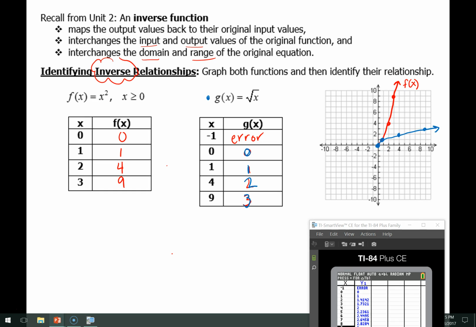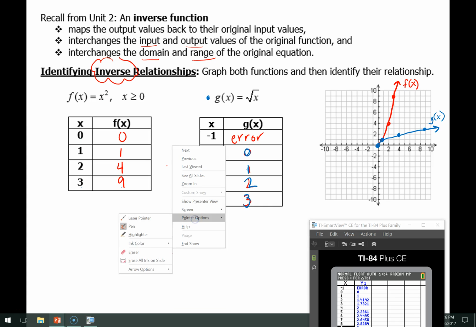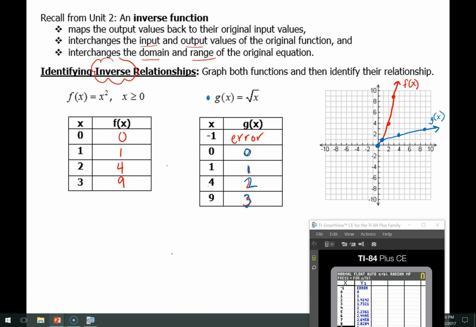Notice that this is the flipped or inverse of the red graph f of x that we just drew. Notice that when you look at these two tables, 0, 0 flipped to be 0, 0, 1, 1 flipped to be 1, 1, 2, 4 became 4, 2, and 3, 9 became 9, 3. So we have inverses here. And you may also remember from earlier in the year, when you're looking at inverses, there is a line of reflection. This is the line that these two graphs flip over to get the other one. So when you take f of x and flip it over this line, y is equal to x, it gives you g of x, the inverse function.